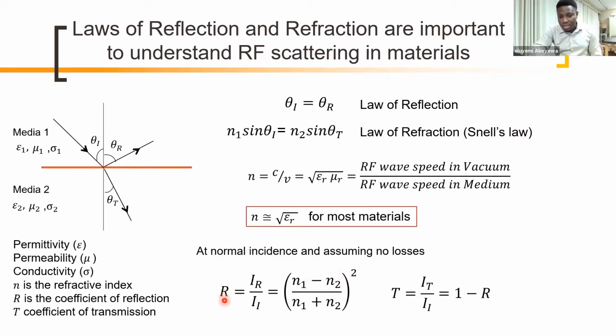So R in this case is the coefficient of reflection, and assuming there are no losses within your system, that there is no mechanism for dissipating the energy in the wave, we can also say that the amount of wave that will be transmitted is given by this simple expression.